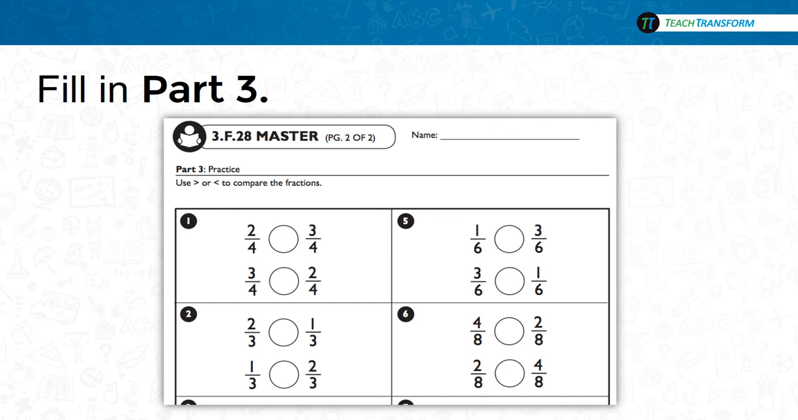Now you're going to work part 3 with your group. See if you can use mental math to determine which fraction is larger. Remember that when the denominators are different, you must consider the size of the parts. Once you've finished, get the answer key from your teacher. Pause the video and work with your team.